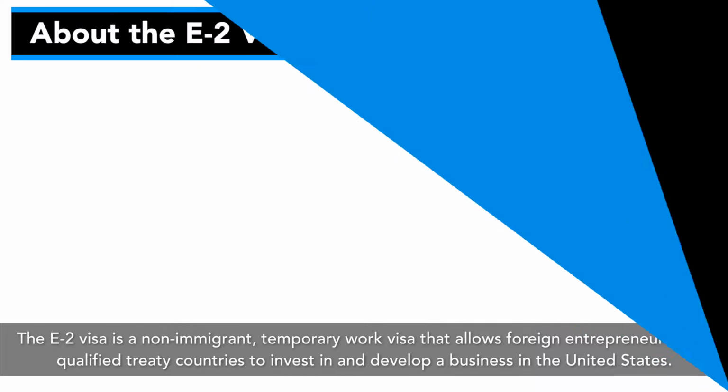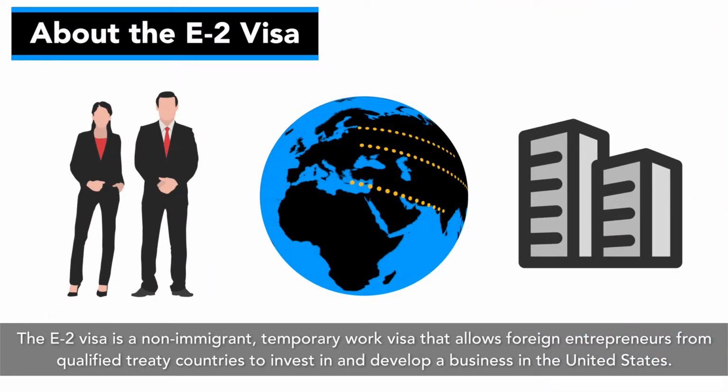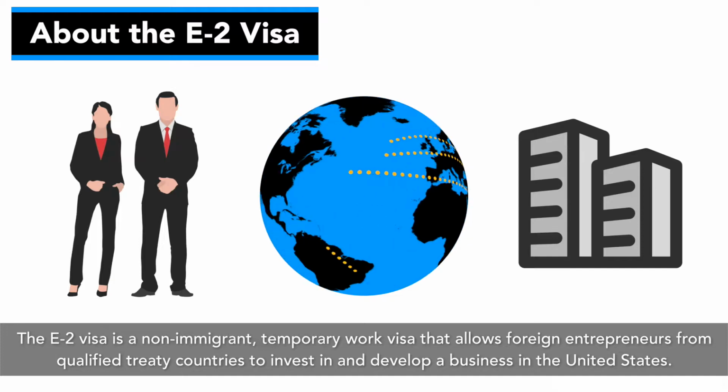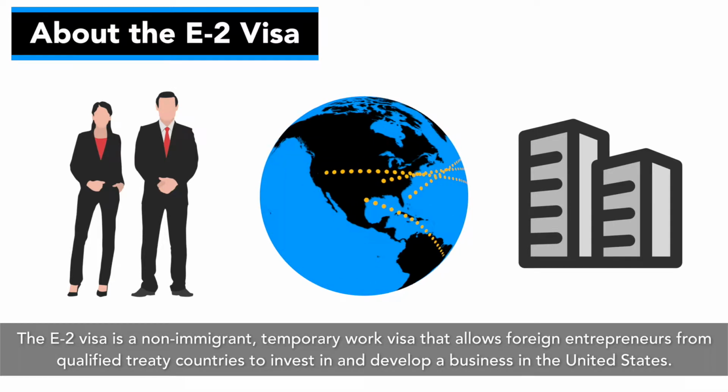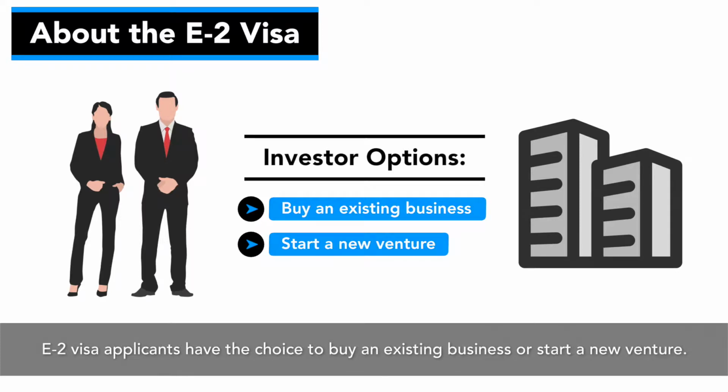About the E-2 visa. The E-2 visa is a non-immigrant, temporary work visa that allows foreign entrepreneurs from qualified treaty countries to invest in and develop a business in the United States. E-2 visa applicants have the choice to buy an existing business or start a new venture.